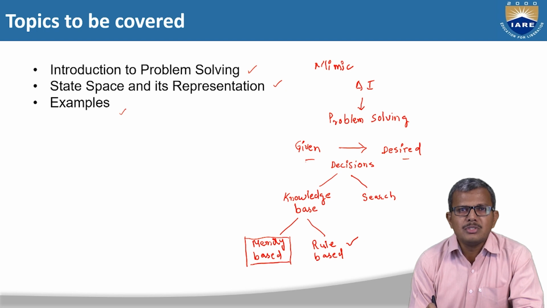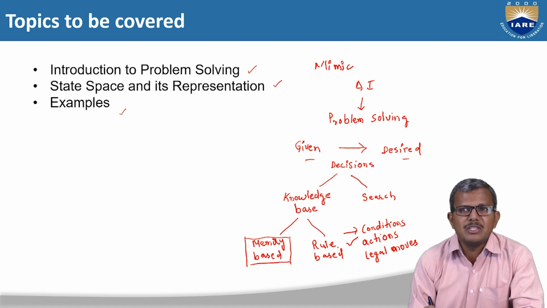So what do we mean by these rules here? Rules are nothing but some kind of conditions, or in some problem solving they will be called actions. And in some problems they will be called legal actions, legal moves. Whenever the AI agent applies certain rules, those rules make the AI agent take some kind of decision. That decision will make the problem move from the given state to the desired state.